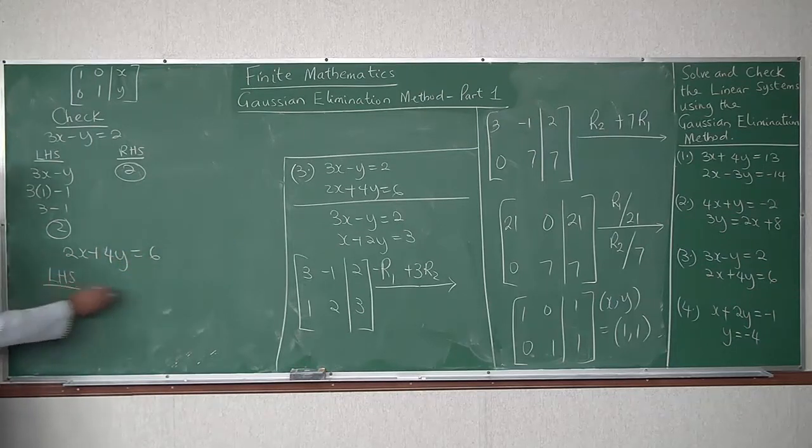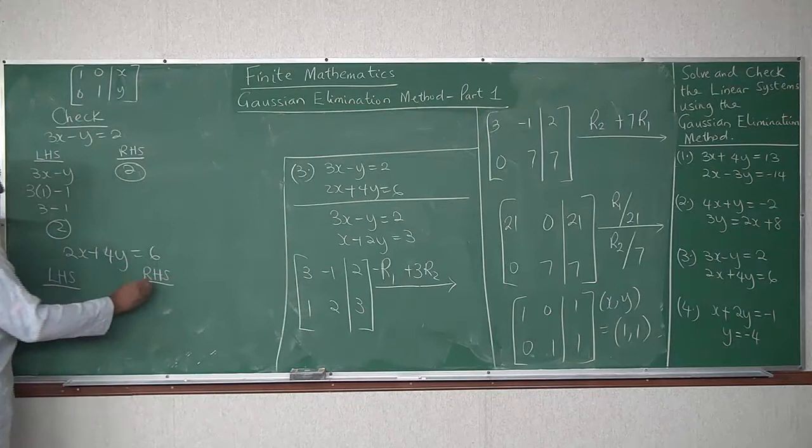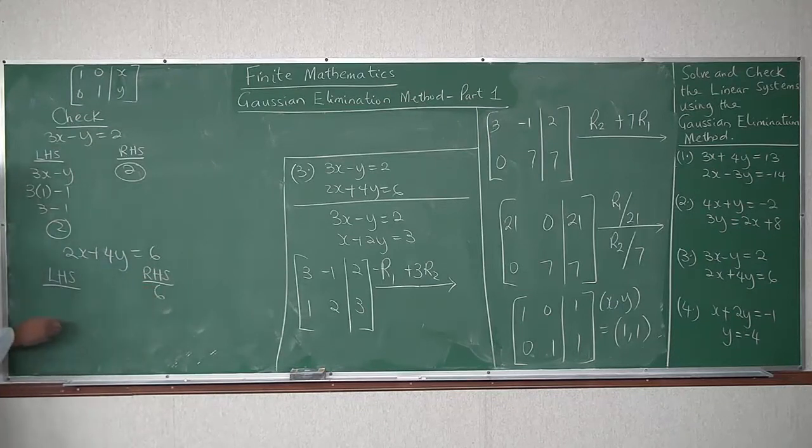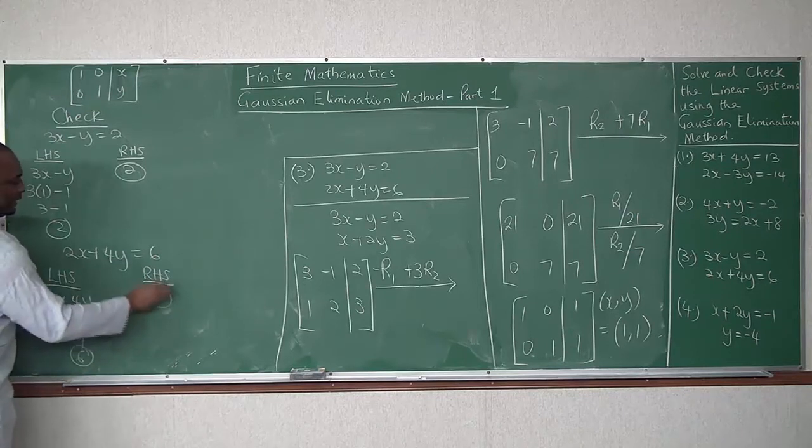Okay, then the second equation, 2x plus 4y equal to 6. Left hand side, right hand side. Right hand side is 6. Left hand side is 2x plus 4y. So this is 2 times 1 plus 4 times 1. This is 2 plus 4, 6. 6 on the left, 6 on the right.